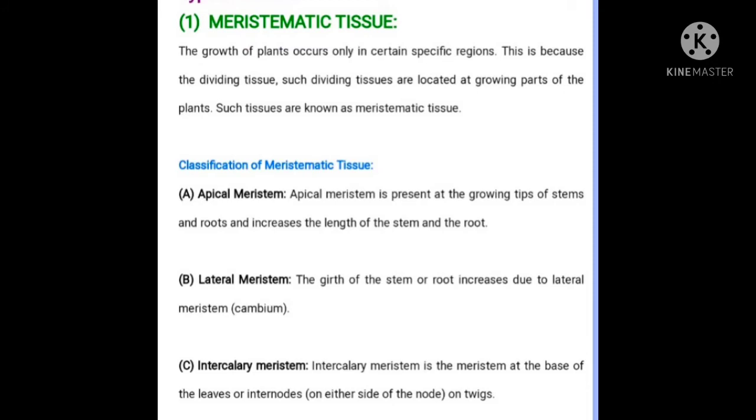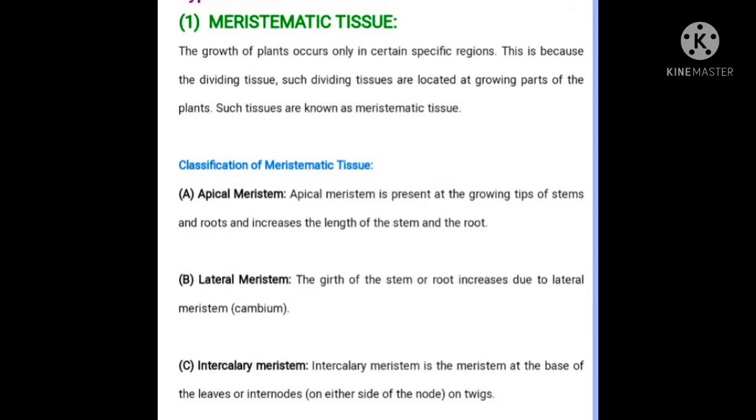Now the next one is the lateral meristem. The girth of stem or root increases due to lateral meristem, that is cambium. Girth is a measurement of the distance around the trunk of a tree. It is measured perpendicularly to the axis of the trunk. The measurement means the length. So in lateral meristem, the girth of the stem or root increases, that is the cambium.